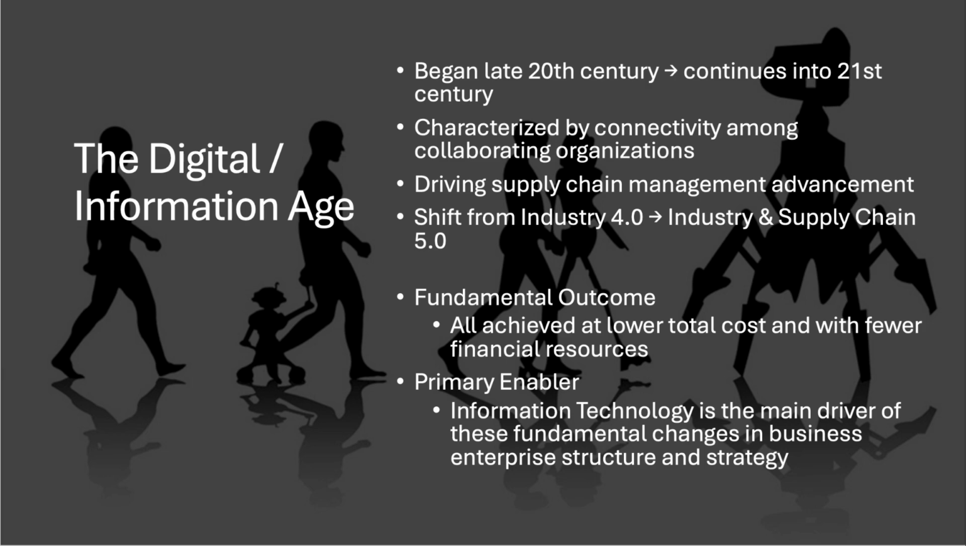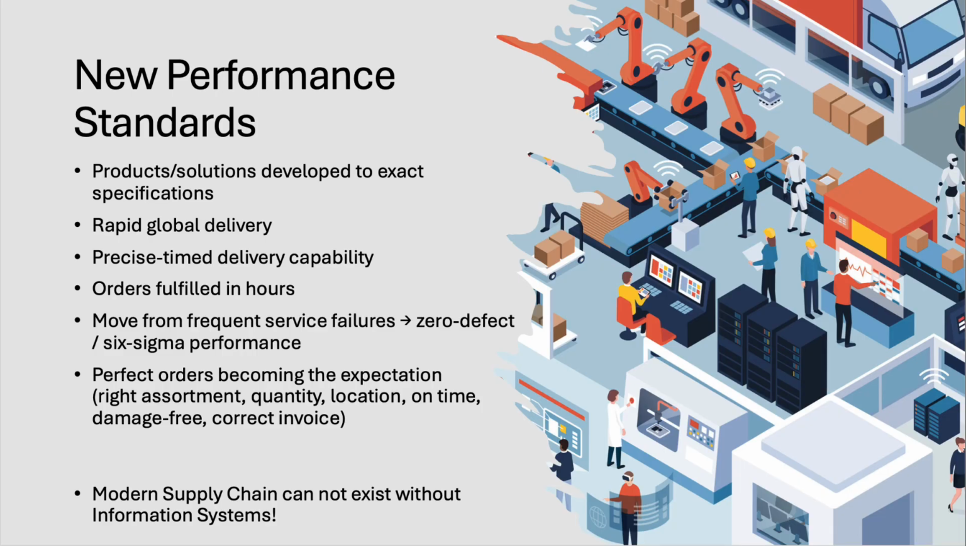As technology changes what firms can do, it also changes what customers expect. This leads to new performance standards. Modern supply chains face much higher performance expectations than in the past. Customers increasingly expect products or solutions to be developed to exact specifications. This is related to customization and personalization. They also expect rapid global delivery.